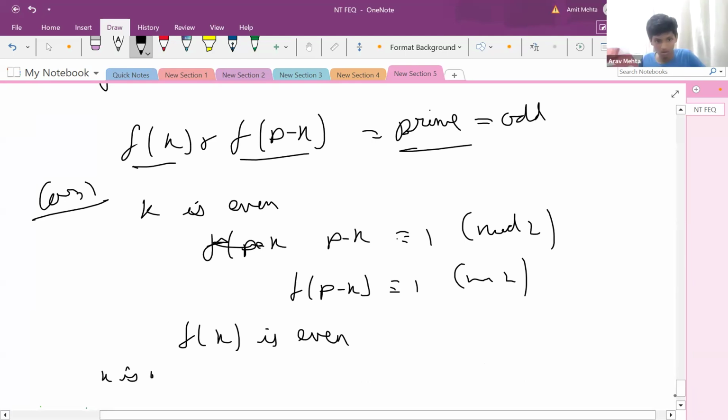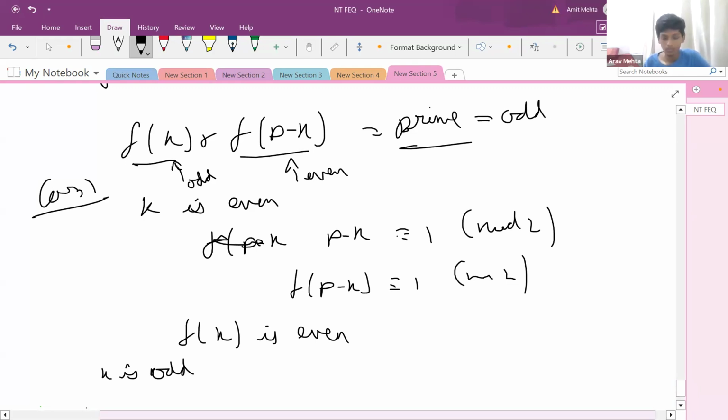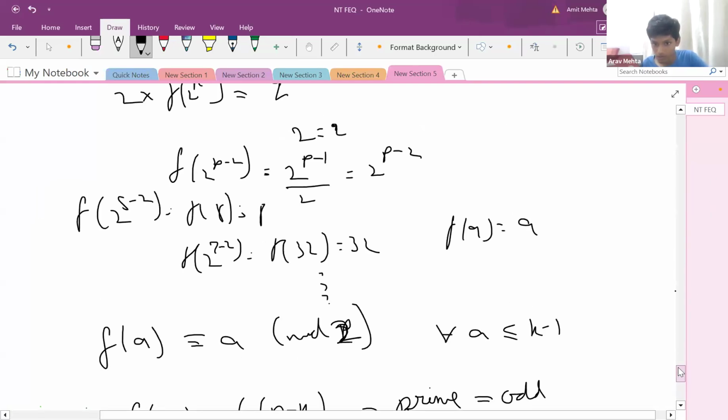And then k odd follows similarly. If k is odd, then this will be even. This part is odd, so this has to be odd. Yeah, the strong induction catch was good. Should I continue with the rest of the proof or explain something in this part? Okay, I'll just finish explaining the proof.